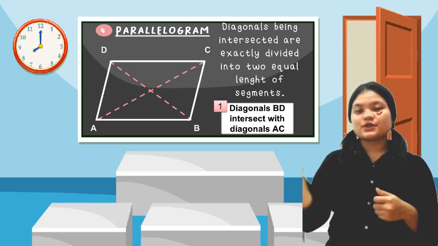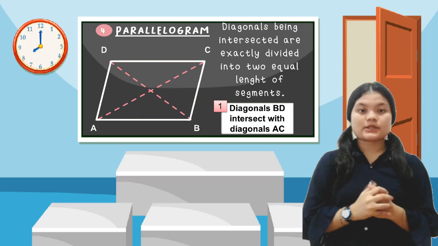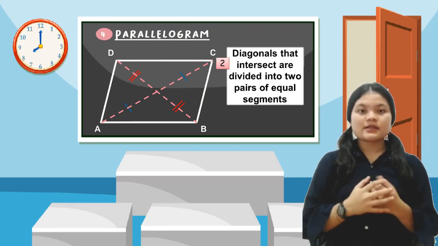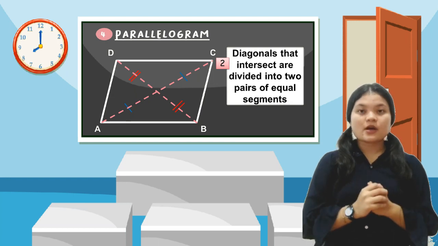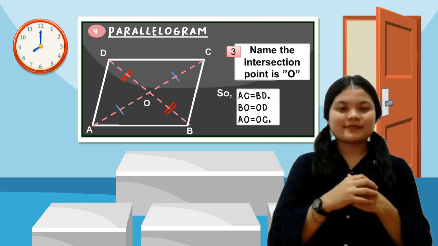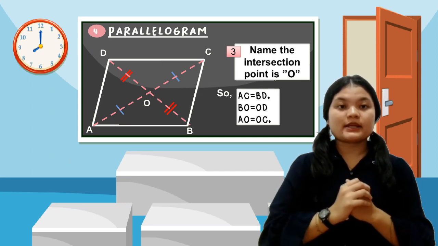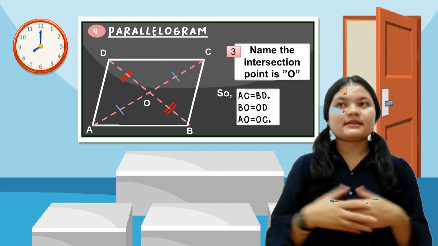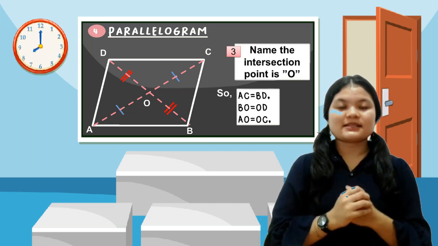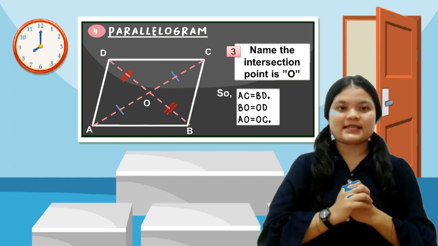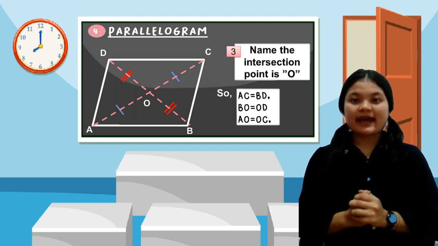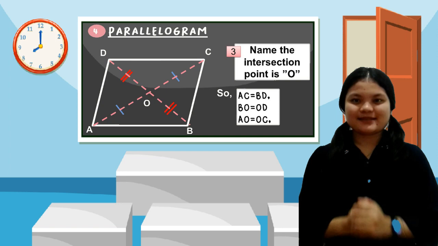Next, take a look at the picture. Diagonals BD intersect with diagonals AC, so that the intersecting diagonals are divided into two pairs of equal segments. We name the intersection point O, then the segment length OD is equal to OB, and the segment length OA is equal to the segment length OC. So, AC is equal to BD, BO is equal to OD, and AO is equal to OC.